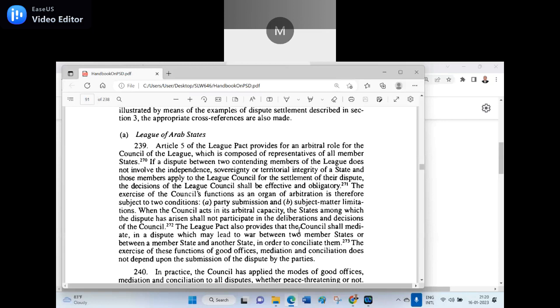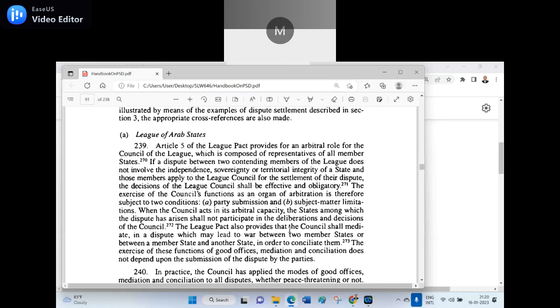Yes, Prof. And I don't think Tanzania is a member of the League of Arab States because it doesn't come under the jurisdiction. Am I right? You're right, Prof. It comes under the African Union.